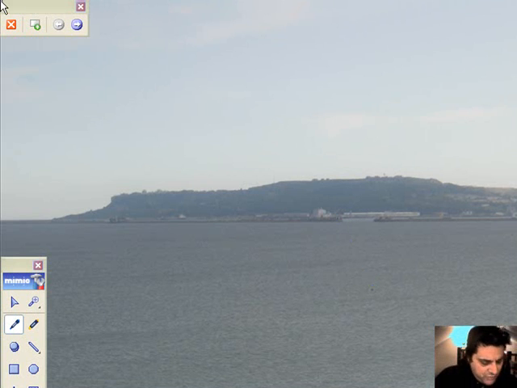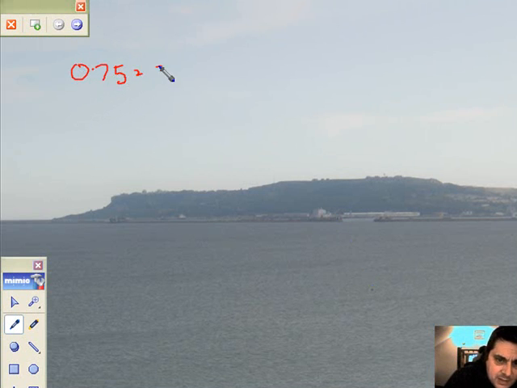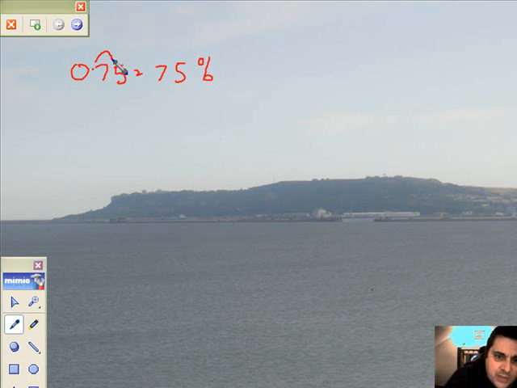Straight into question 2. Write each decimal as a percentage. I think we've done a few of these before. For example, 0.75 as a percent, 75%. All we have to do is move that decimal point over twice. You basically multiply by 10, then multiply by 10 again. So you multiply by 100, and that gives you 75%.